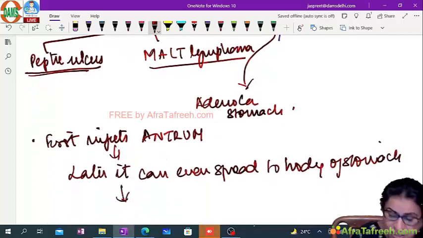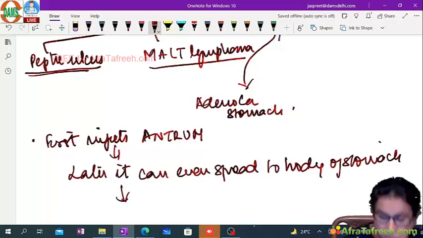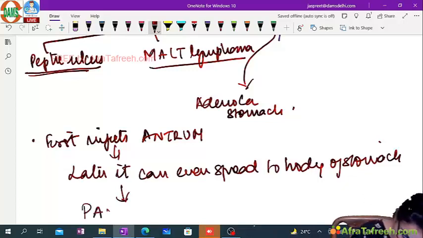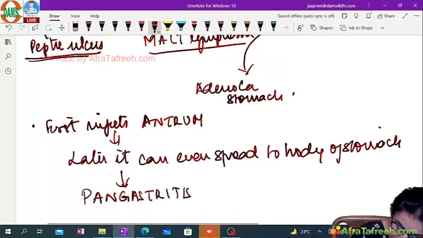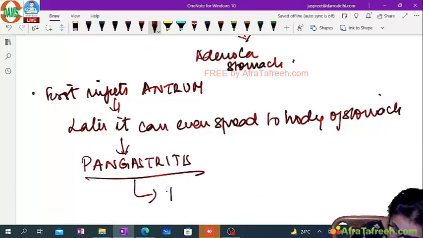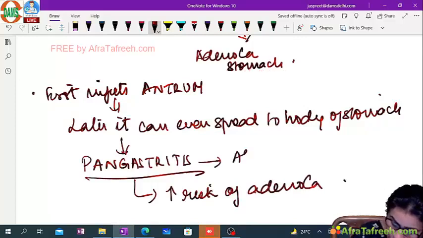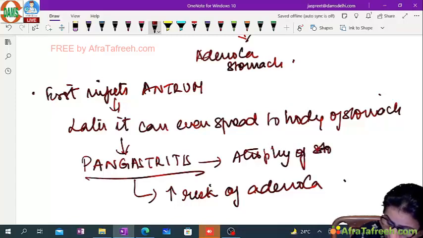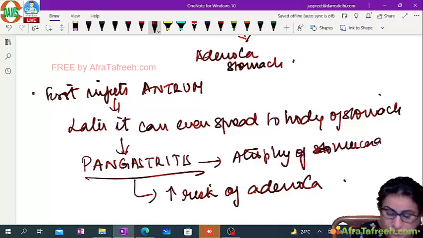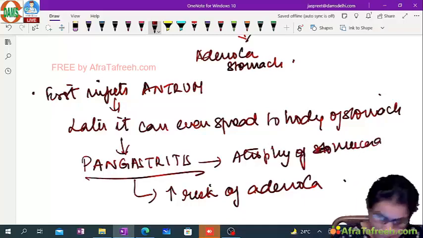When H. pylori infection spreads to the body of the stomach also, then it causes pangastritis. And patients with this pangastritis are at increased risk of developing adenocarcinoma, because pangastritis will lead to atrophy of the stomach. So it will cause atrophy of the mucosa. So that is H. pylori gastritis.